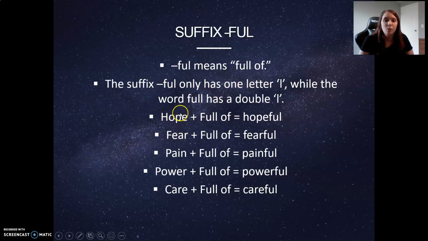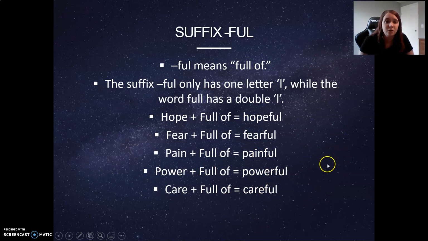So if you have the word hope, remember this is our root or base word. If I have the root or base word of hope and I want to be full of hope, I'm then hopeful. If I want to be full of fear, I'm fearful. Full of pain, painful. Full of power, powerful. Full of care, careful. These are all examples of ways that you can add full to the end of a root or base word.